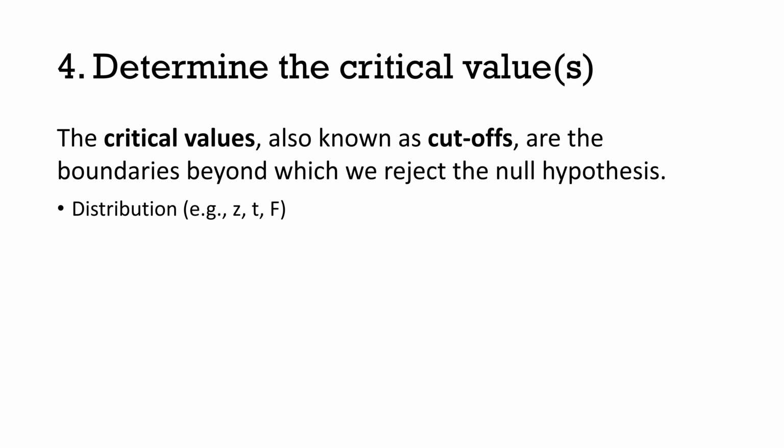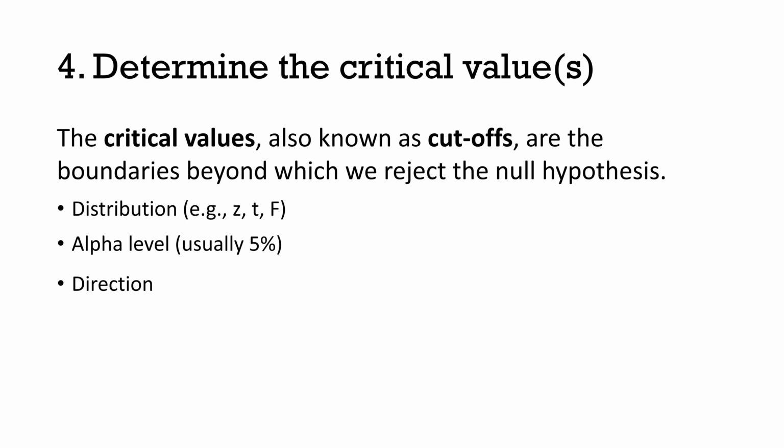First, we need to know which distribution we're using for that test. For example, Z, T, or F. This week, we'll be using Z. Second, the alpha level. This is usually 5% in psychological research. It could be larger for a pilot study or smaller for a study with more serious consequences. If you're not given a different alpha level, assume that it's 5%.